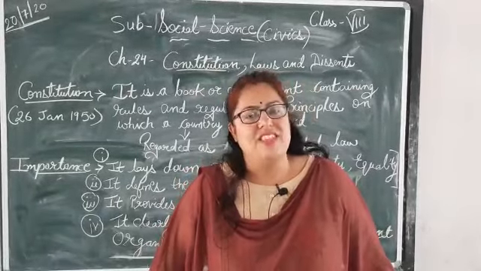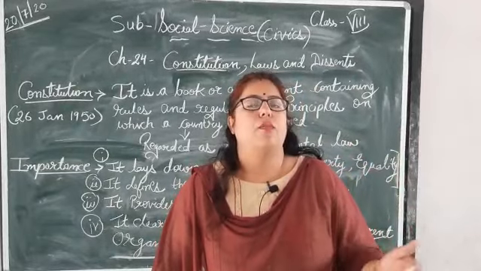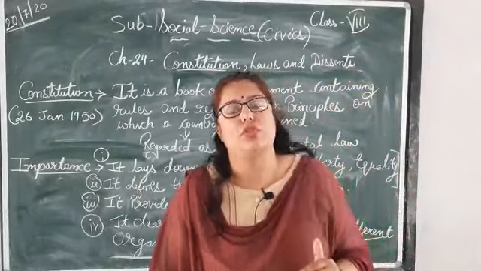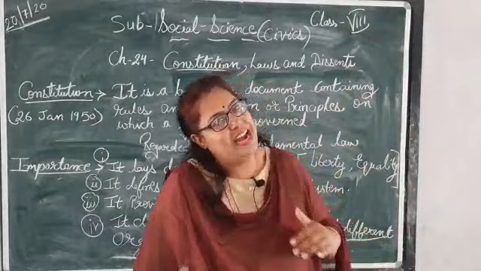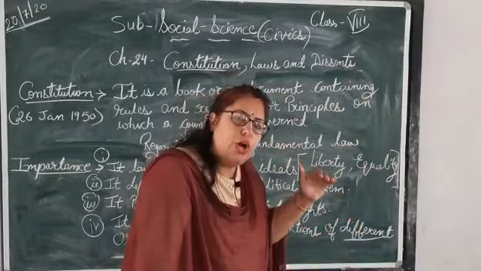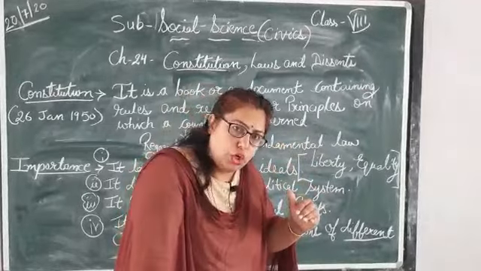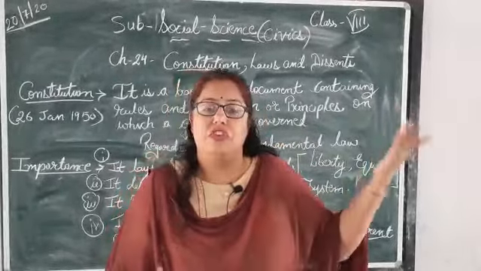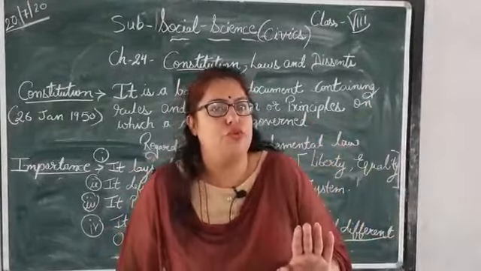Legislative body means decision making body. Our government system, or our democratic system, has three tiers or three levels of government: legislative, executive and judicial. The legislative body takes all the decisions, and the executive body implements the decision taken by the legislative body.